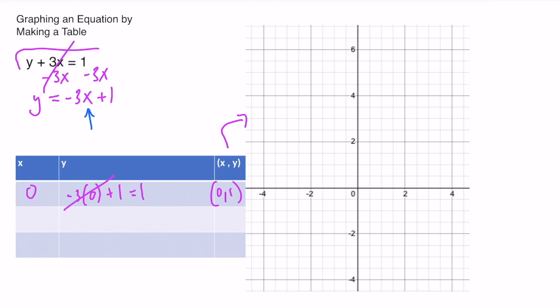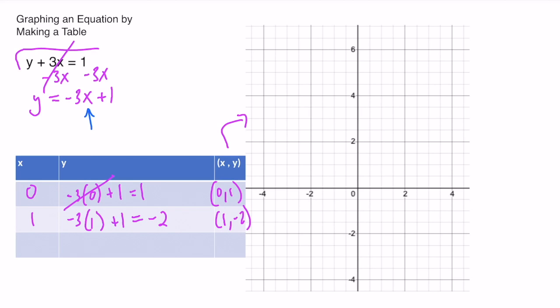The next one that I usually do is 1. 1's also easy to multiply by, so I'll pick 1 for x, and I'll get negative 3 times 1 plus 1. Negative 3 times 1 is negative 3, plus 1 is negative 2. And so I get 1 for x and negative 2 for y.